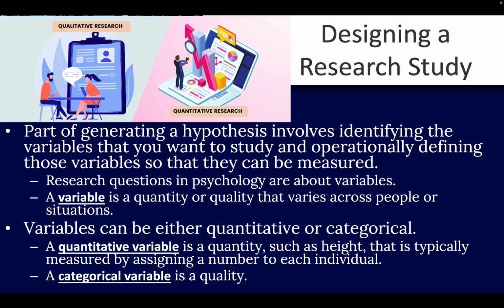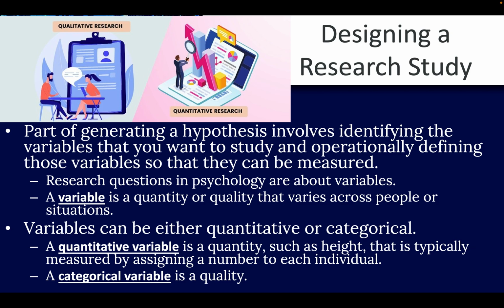Part of generating a hypothesis involves identifying the variables that you want to study and operationally defining these variables so that they can be measured. You have to define them, each and every one of them. Research questions in psychology are about variables. A variable is a quantity or a quality that varies across people or situations. Now my variables, I had 6 variables. Resilience was one variable. Cultural awareness was a second variable. My third variable had to do with level of trauma that they had experienced in their lives, level of education that they had, their gender, and, what was my third? What was my sixth one?